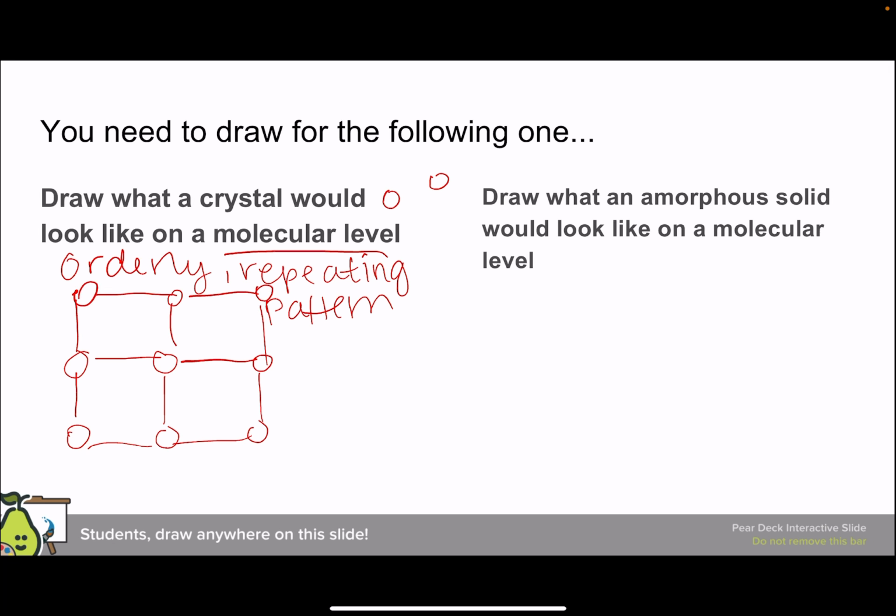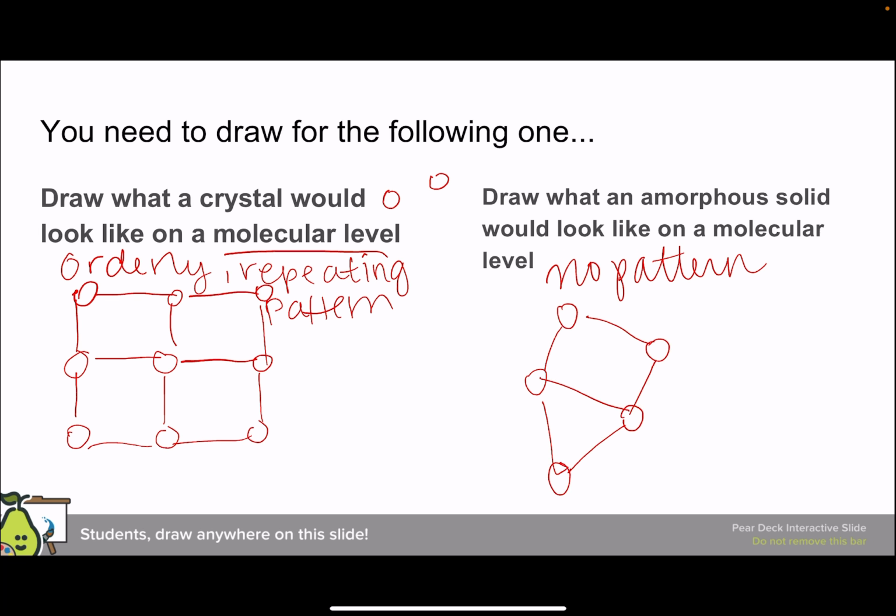Now in our amorphous there would be no pattern, it's disorganized, or it lacks internal structure. So we might see one shape like this, and then we might see another shape like so, but it's not orderly with it, and you wouldn't be able to predict what the next shape would be. So remember, we have our crystal lattice, that repeating piece, and then our amorphous solids like glass, plastic, or rubber that has no internal structure.